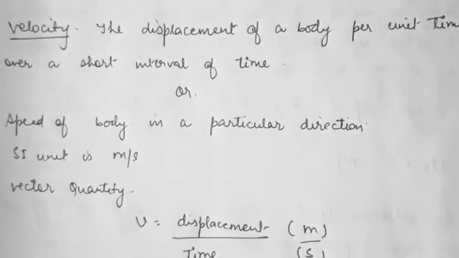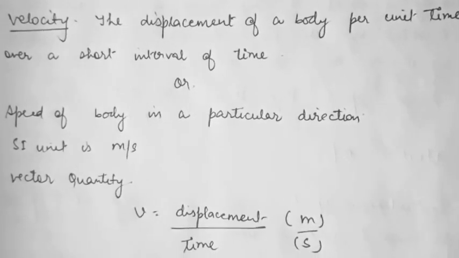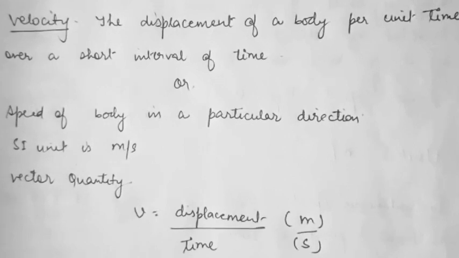The next topic is velocity. Like distance and displacement, distance was a scalar quantity and velocity is a vector quantity.